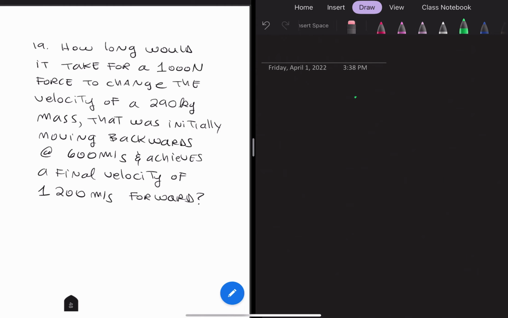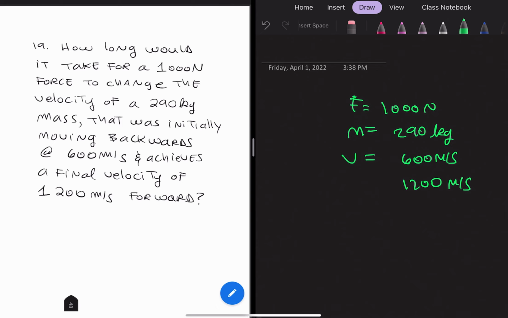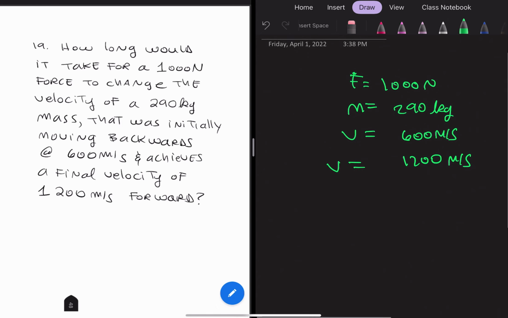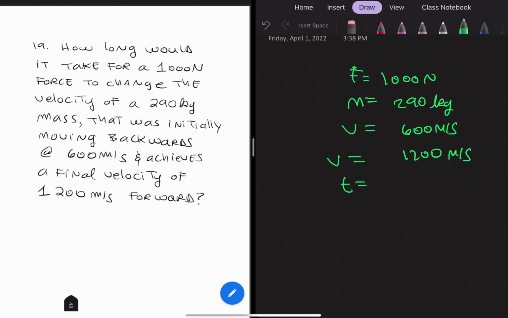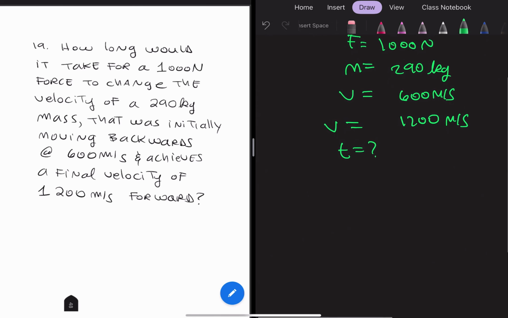So let's just write down the givens. You have 1,000 newtons, that's force, and you have 290 kilograms, that's mass, and you have 600 meters per second, so that's a velocity, and you have 1,200 meters per second, that's another velocity, and it's asking for how long, so we want the time. So let's again try to see what's happening here.